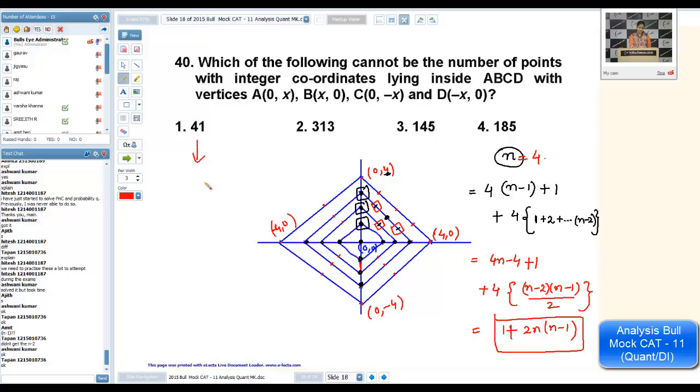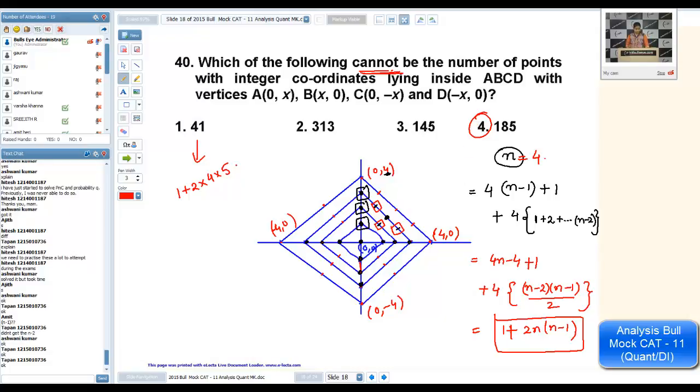If I take 41, it is 1 plus twice of, now see, 1 is subtracted, so we are left with 40. 2 is coming out, that's why we are left with 20. So this 20 can be written as 4 into 5. That's why this is a possible solution. But we are looking for the impossible one, that cannot be. That is the fourth option. All the remaining options can be expressed in the same manner. Is it okay, all of you? Totally avoidable question. You should not waste your time on these types of questions.